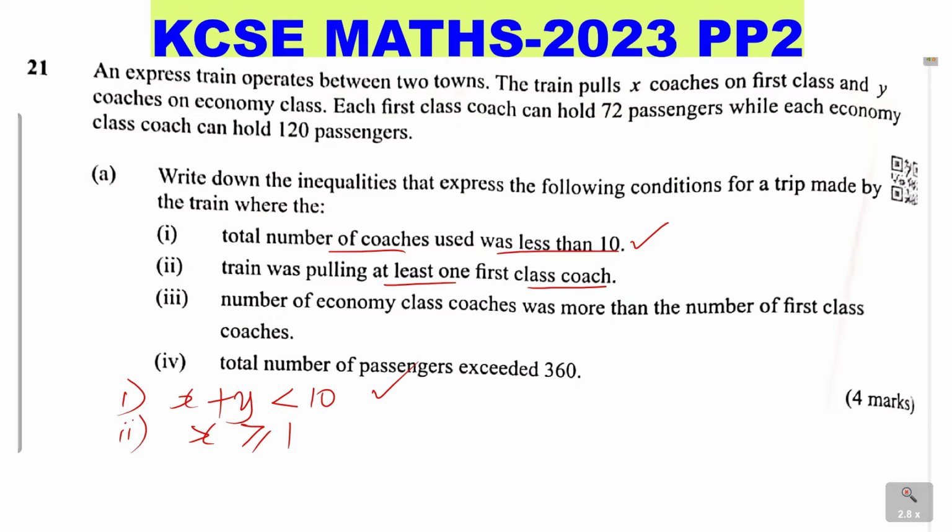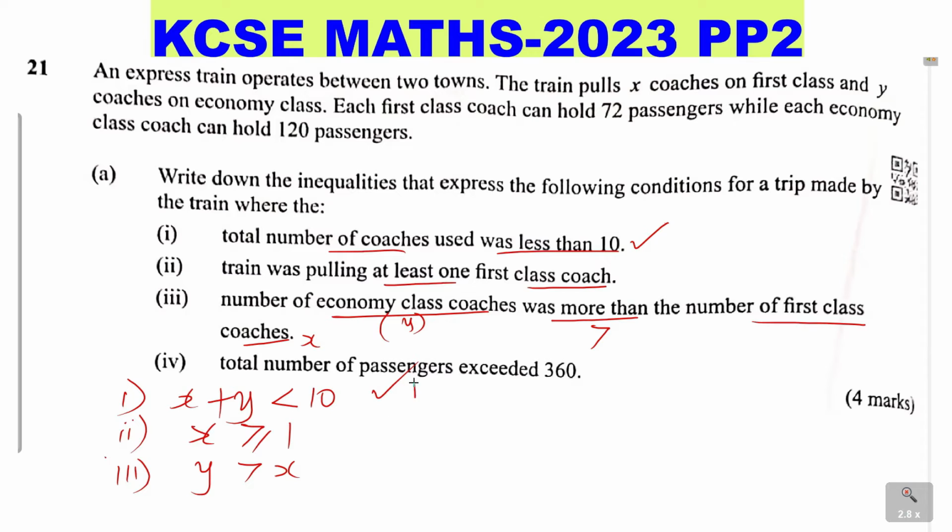Then 3. The number of economy class coaches, which is represented by Y, was more than, meaning greater than, the number of first class coaches, which is represented by X. So this is how we're going to write it: Y is greater than X. So that is how we're supposed to write it.